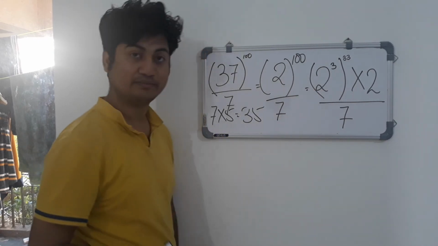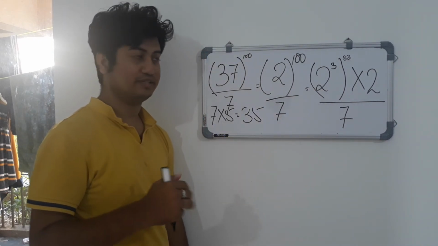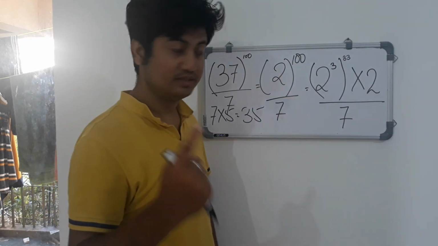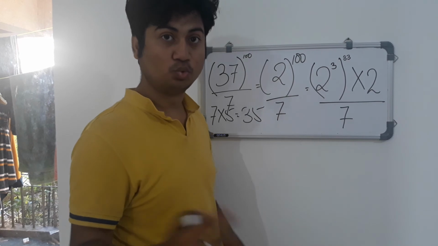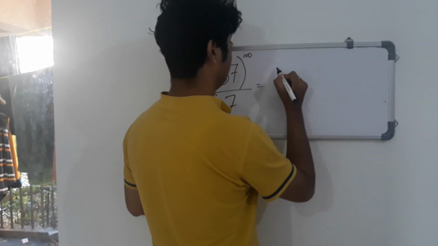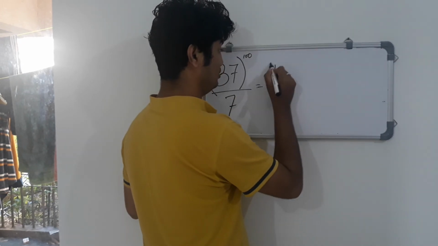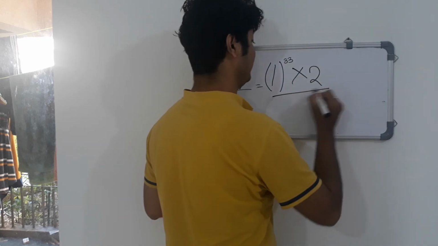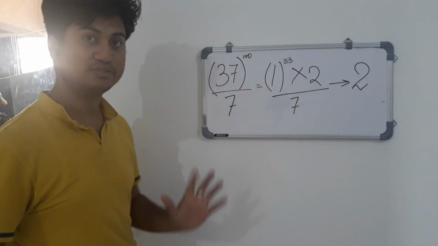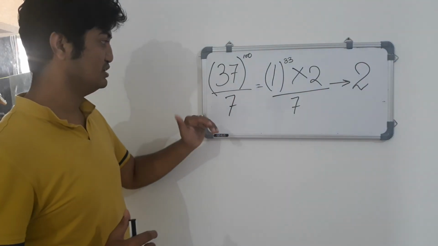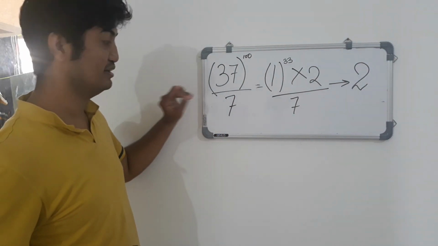So 2 cube will have a remainder of 1 with 7, which is 8 divided by 7 is 1. 1 to the power 33 is 1, into 2 is 2. So effectively the question simplifies to 1 to the power 33 into 2 by 7. So effectively the answer is 2. So this is the cyclicity question that you often get. The trick is you have to find the number which has the lowest magnitude remainder with the divisor.